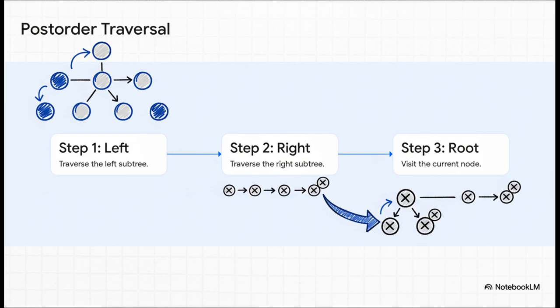And finally, we've got post-order traversal. The pattern is left, right, root. So here, you explore both the left and right subtrees completely before you ever touch the parent node. This means the root is the very last thing you process. This is the go-to method when you need to, say, delete nodes from a tree, because you can safely get rid of the children before dealing with the parent.